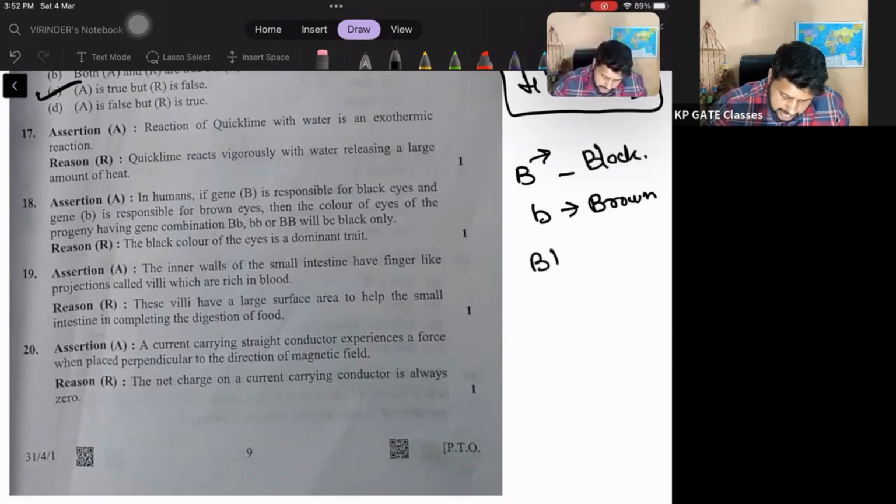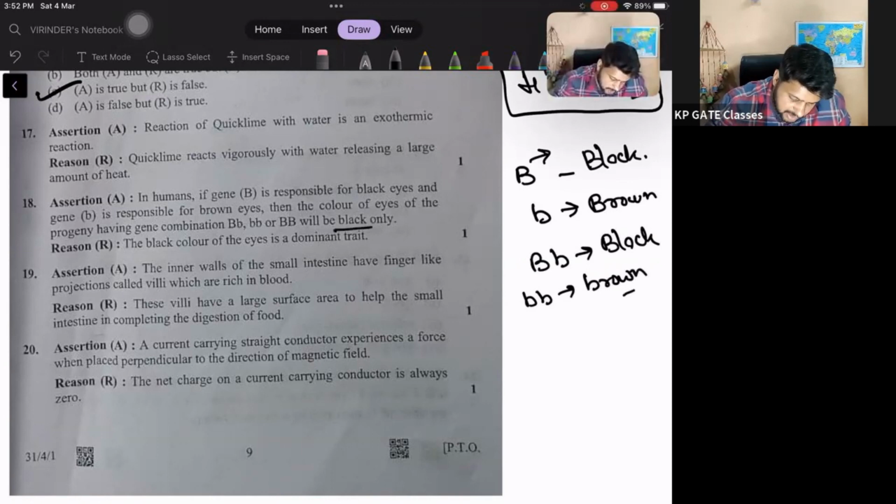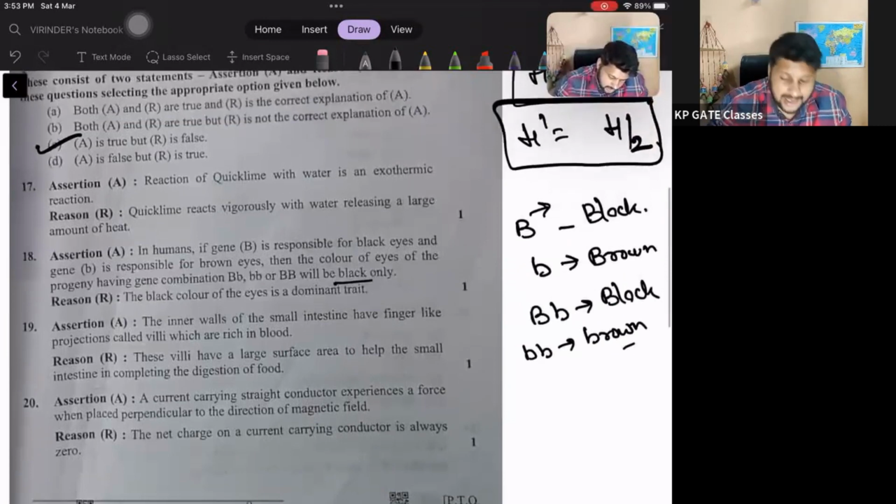Now, if we are getting this one, then again we are going to get black. But in this case, we are going to get brown. But they have said black, so the first one is wrong. The black color of the eyes is a dominant trait. Good. So reason is correct, but assertion is wrong. So A is false, R is true. So its answer is D.